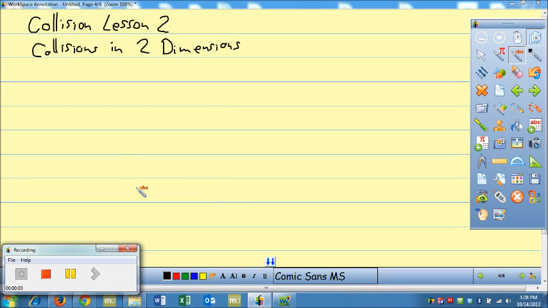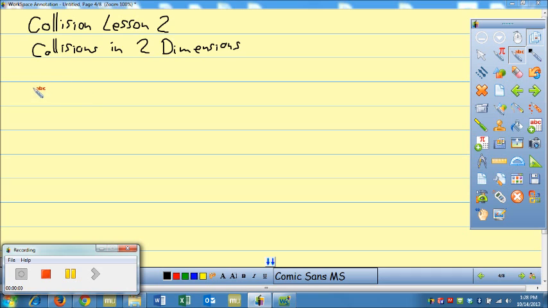Welcome back, class. Today's lesson is our second collisions lesson. This is collisions in 2 dimensions. So this is like collisions in 1 dimension, except that we take the momentum vector and we divide it into 2 parts, px and py.